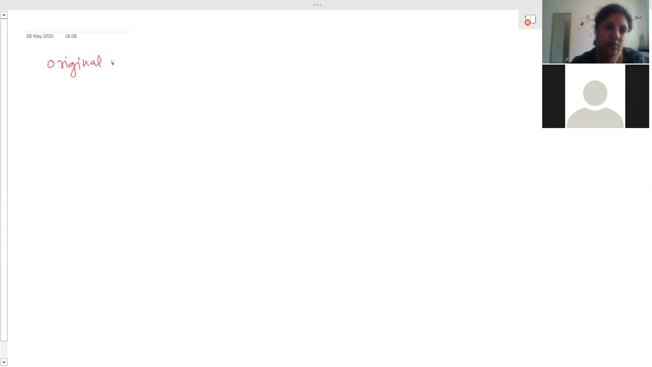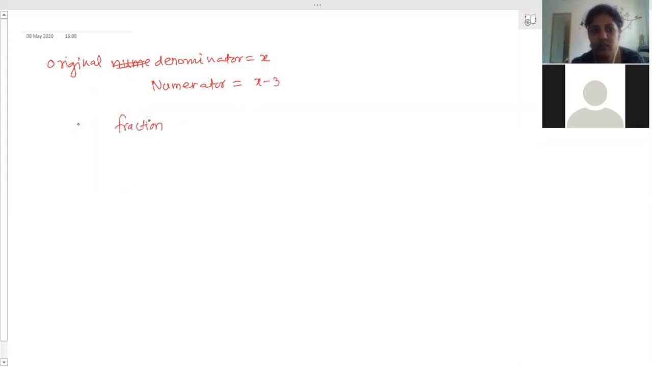The original numerator of the fraction is 3 less than the denominator. So the original denominator we will consider as x. So what is the original numerator? 3 less than the denominator, that means x minus 3. So what is the original fraction? X minus 3 by x.